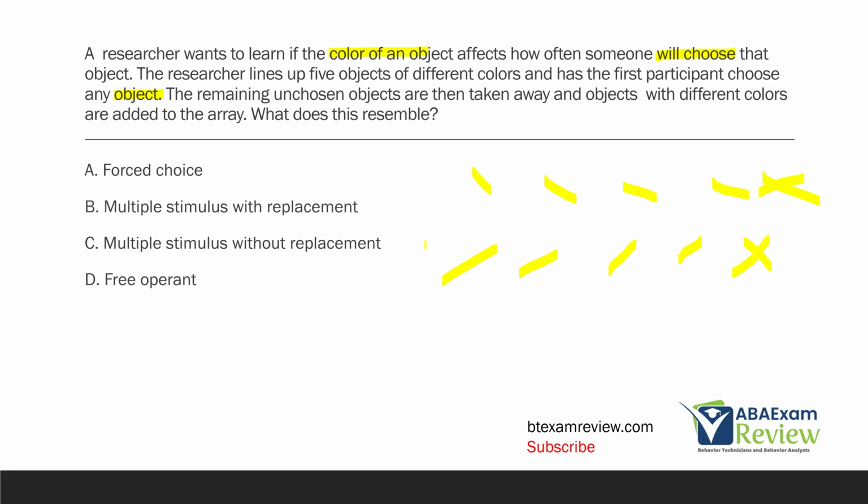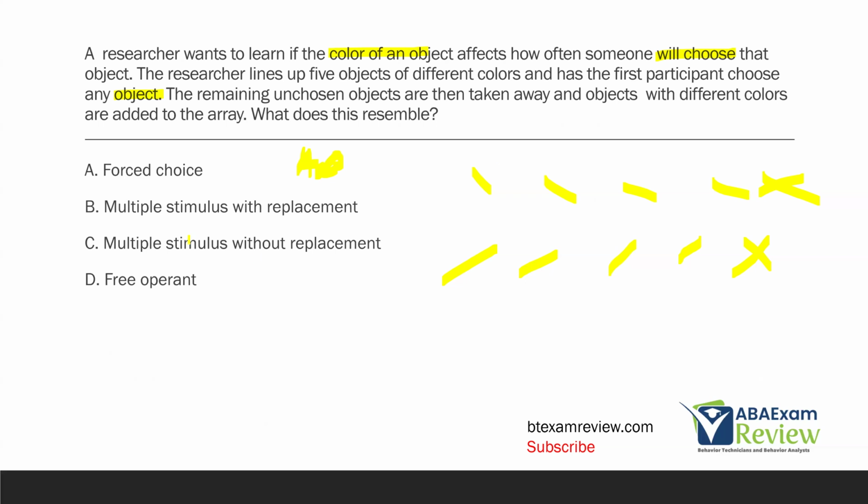Now, what does that resemble? Some sort of preference assessment. Does it resemble a forced choice assessment? With a forced choice assessment, you're presenting 2 items at a time and making them choose. Now, with the preference assessment question, you want to ask yourself, how many items are we looking at once? If it's 1, it's likely a single choice. If it's 2, it's likely a forced choice or paired choice. If it's more than 2, 3 or more, it's likely going to be a multiple stimulus.